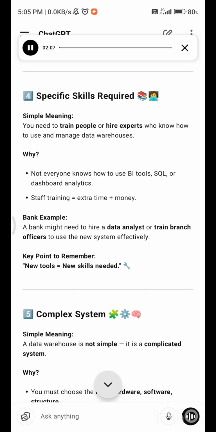4. Specific skills required. Simple meaning: you need to train people or hire experts who know how to use and manage data warehouses. Why? Not everyone knows how to use BI tools, SQL, or dashboard analytics. Staff training equals extra time plus money. Bank example: a bank might need to hire a data analyst or train branch officers to use the new system effectively. Key point to remember: new tools equals new skills needed.